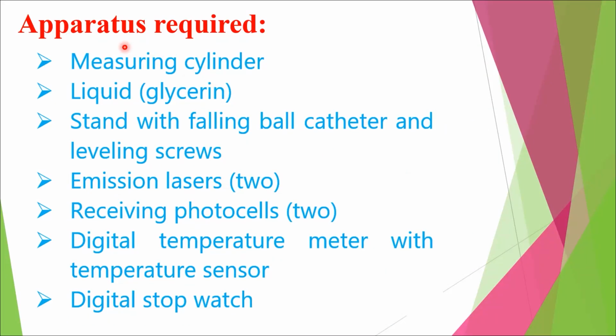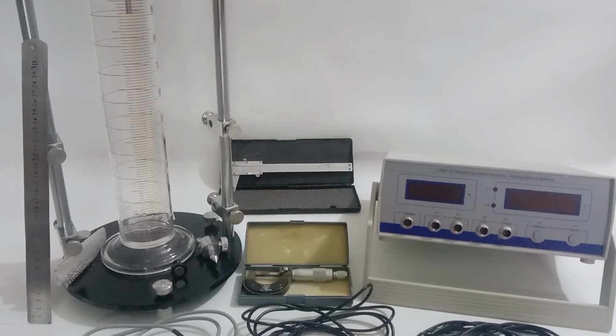The apparatus required to perform this experiment contains measuring cylinder, liquid that is glycerine, stand with falling ball catheter and leveling screws, emission lasers, receiving photocells, digital temperature meter with temperature sensor, and the digital stopwatch. This is the complete setup to perform the experiment for the measurement of liquid viscosity by falling sphere method.